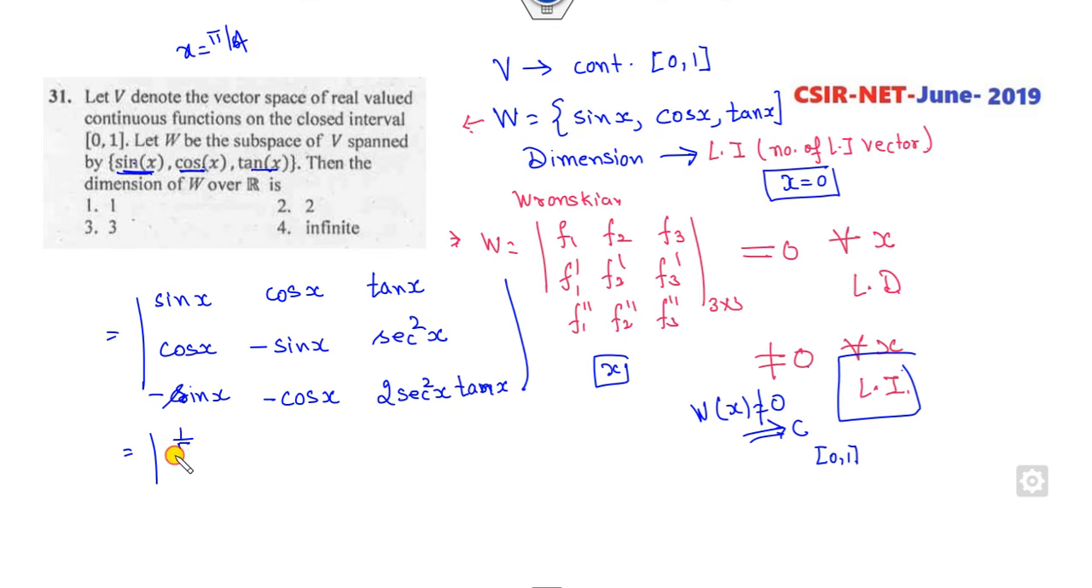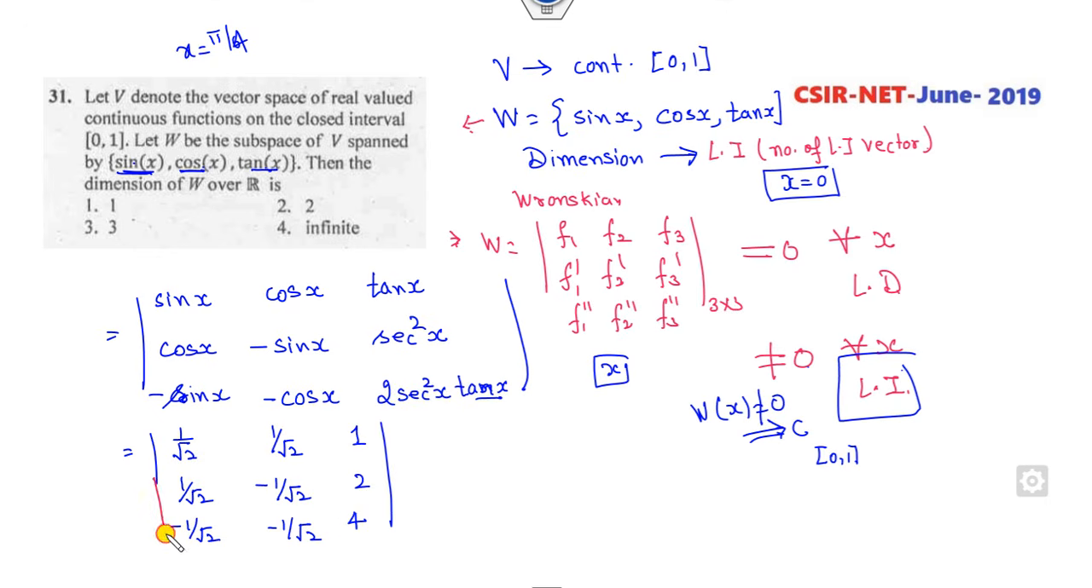So this is 1 by root 2, it is 1 by root 2. It is 1. Cos is 1 by root 2. This is minus 1 by root 2. Secant square is 2. Sin is minus 1 by root 2, it's minus 1 by root 2. Tan 45 is 1. Secant square is my 2. So 2 into 2 is my 4.